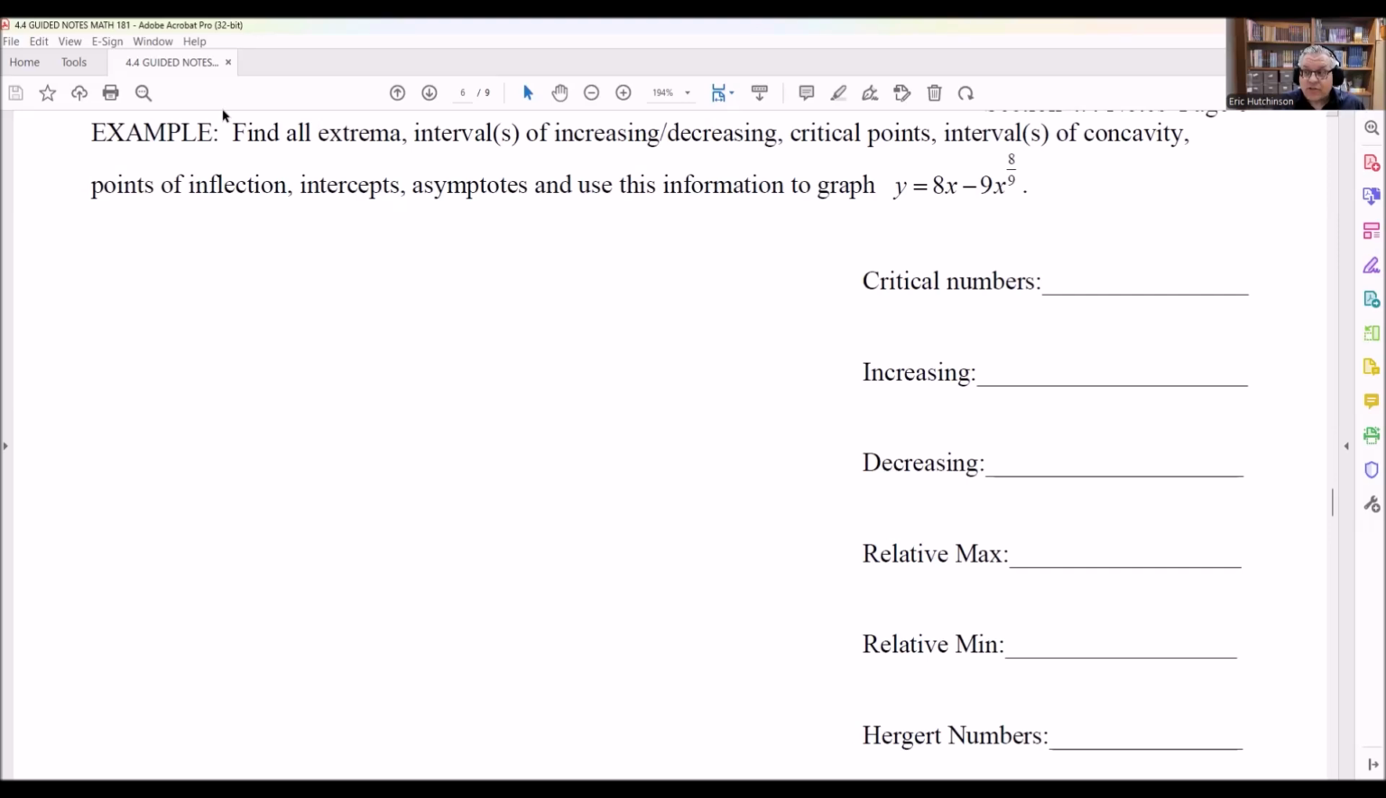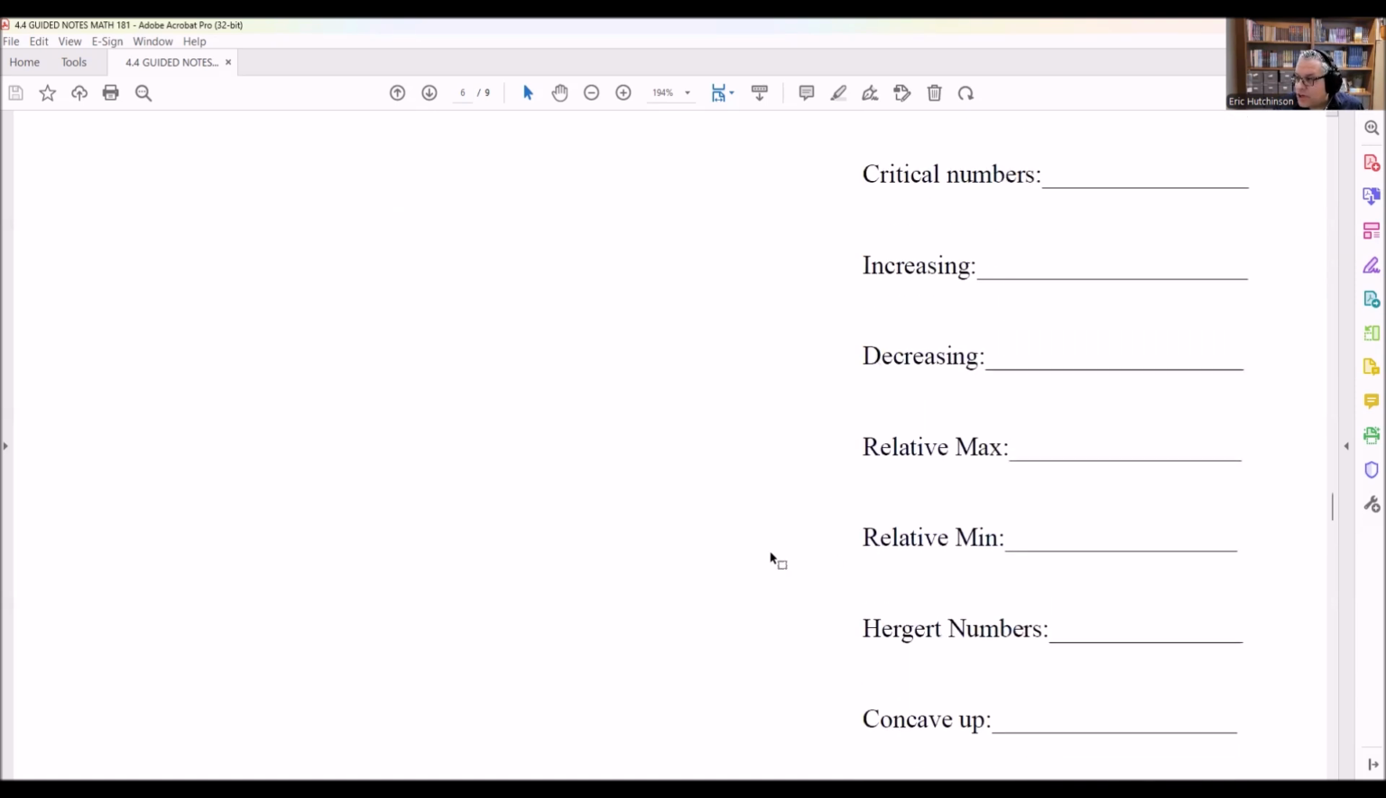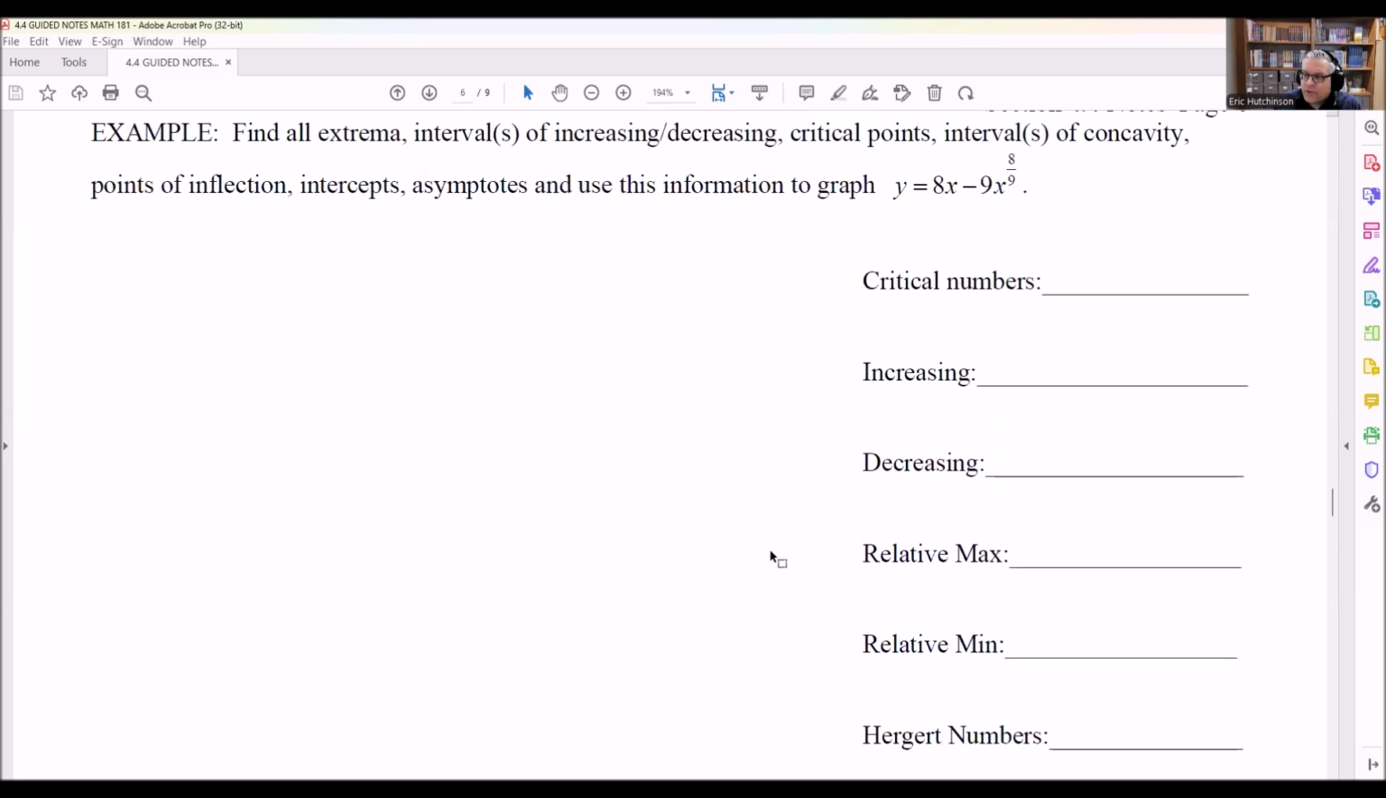For this problem, let's first start with the intercepts. This one only asks us to find the x-intercept, so we're just going to find that. First thing we'll do is, for the x-intercept, we want to put in a 0 for y. So if we do that, we have 0 equals 8x minus 9x to the 8/9.